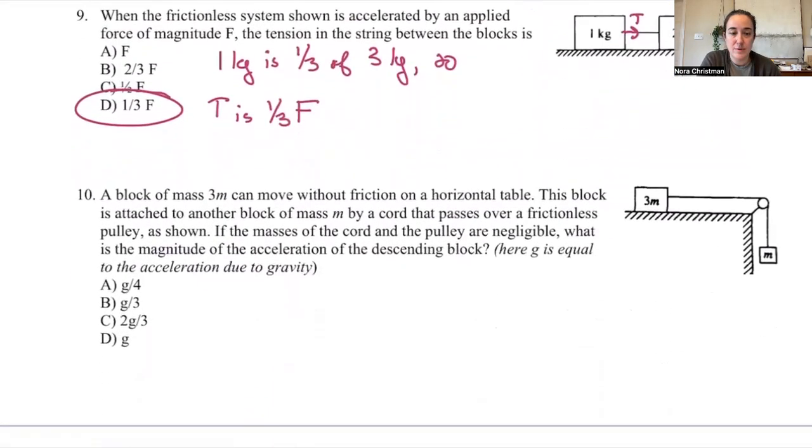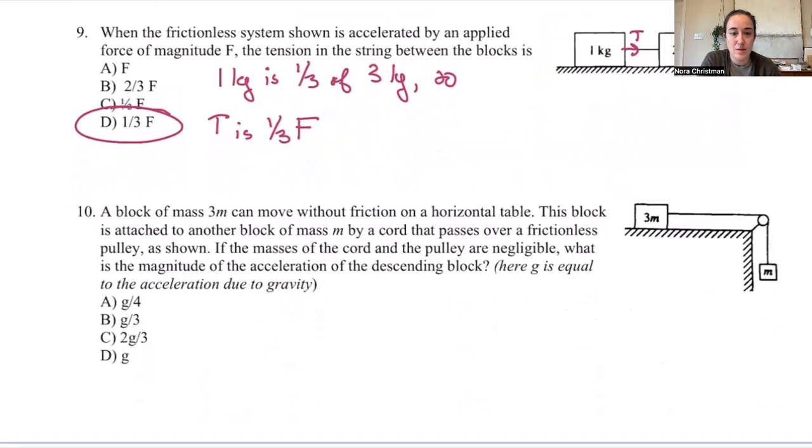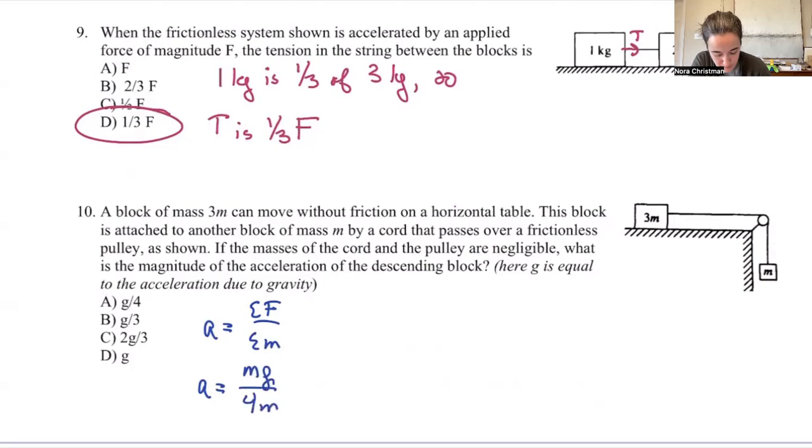Okay, last one, number 10, a block of mass 3m. Our goal is to figure out the acceleration of the descending block. Oh, this is actually a little easier. So now we're going back to just acceleration. So only the weight of this little guy is pulling all of it, right? That weight pulls itself, but it also pulls this. And so for the system, the entire force is mg, but the mass is 4m. And so this one would be A.